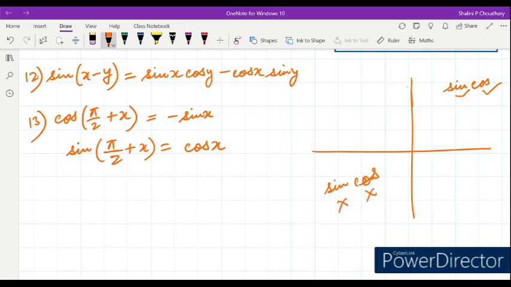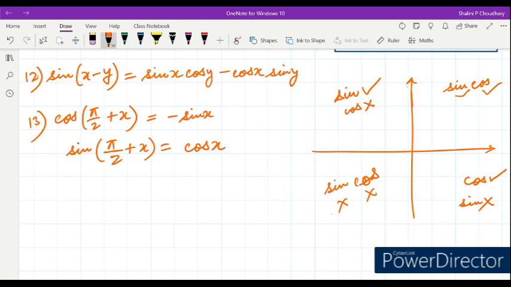So tan will also be positive, again positive. Why? Because sine and cos both are negative, so negative divided by negative will be positive only. In this quadrant, see, sine depends on the y-axis and cos depends on the x-axis. So cos will be positive in the first quadrant and fourth quadrant, but sine is not positive in the third and fourth quadrant. Sine depends on the y-axis, so sine is positive in first and second quadrant.